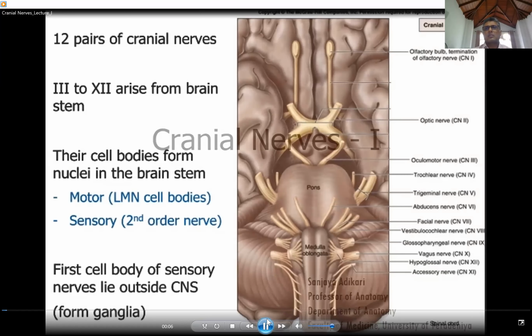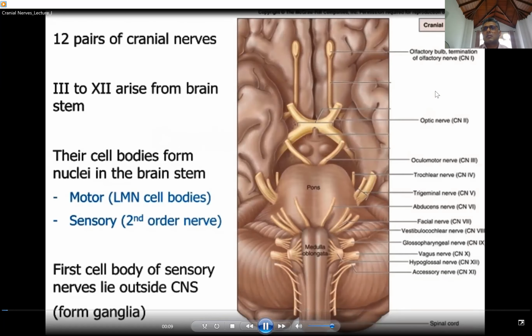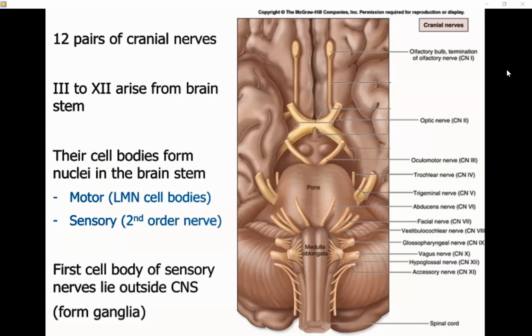There are 12 pairs of cranial nerves. Third to the 12th pairs of cranial nerves arise from the brainstem. The motor cranial nerves are actually the lower motor neurons of the descending pathway, and the sensory cranial nerves are actually the first order neurons of the ascending pathway. Cell bodies of cranial nerves are located in the brainstem, and they are called cranial nerve nuclei.